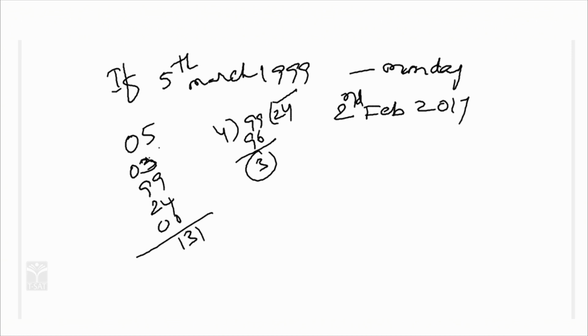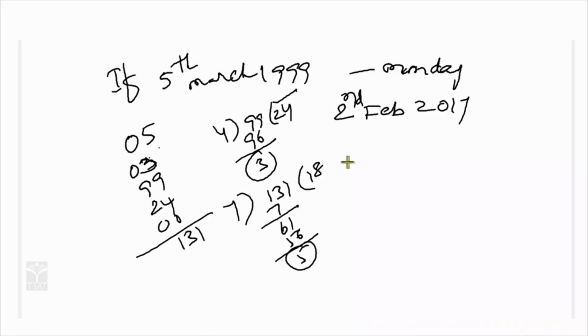What do you have to do? 131 is divided by 7. 7 ones are 7, then 61, 7 eights are 56. So 5 is the remainder. When 5 is the remainder, what is it? If you take the remainder as 5, you can say it is Friday, correct.